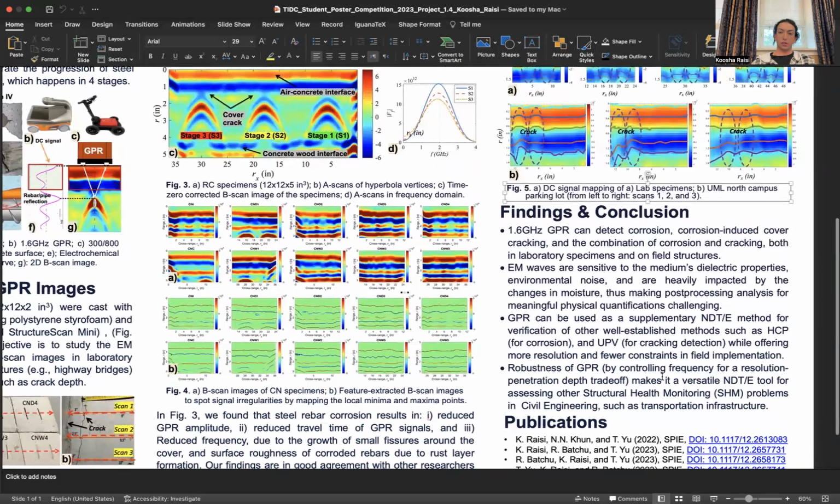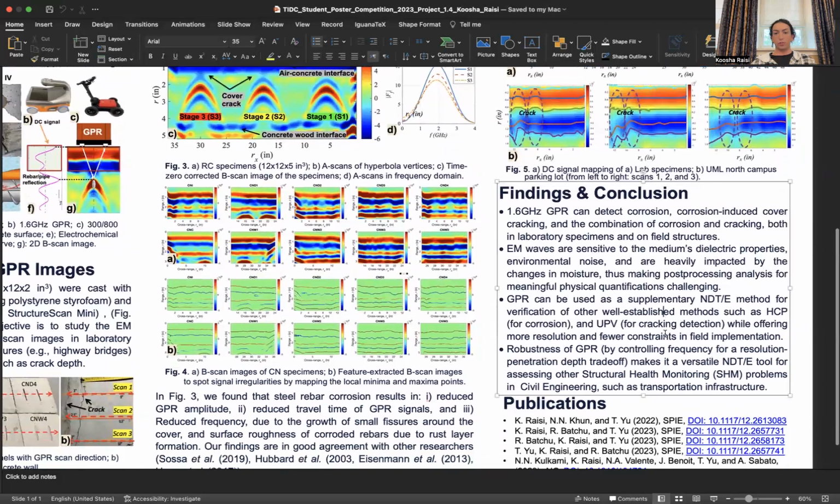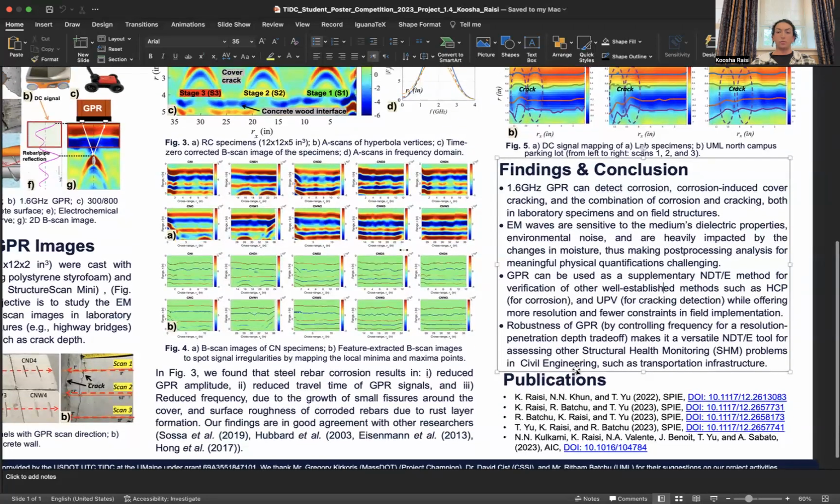As for findings and conclusion, we can put it in 4 bullet points for now. One is that GPR can detect corrosion. We saw it. Many other researchers have seen it. It's old news. We know that it can.